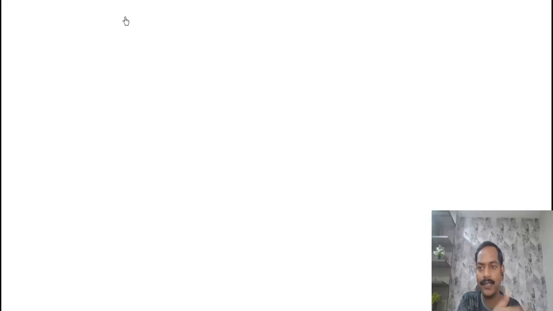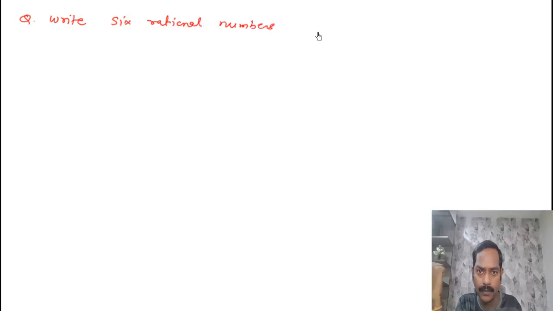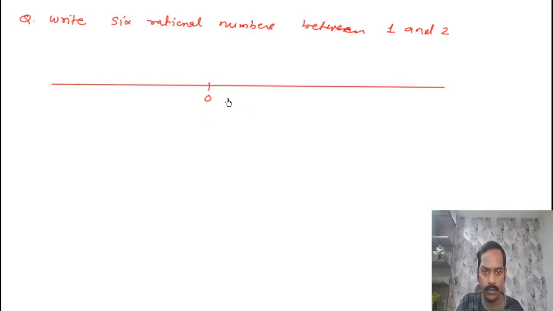One thing is that, as I said, there are infinite rational numbers between any two integers. So can we write down some of the rational numbers between any two integers, right? Let us take a question: write 6 rational numbers between 1 and 2. The two integers are 1 and 2. In a number line, if this is 0, this is 1 and this is 2, there will be infinite rational numbers between 1 and 2. We just have to figure out some 6 rational numbers between them, right?